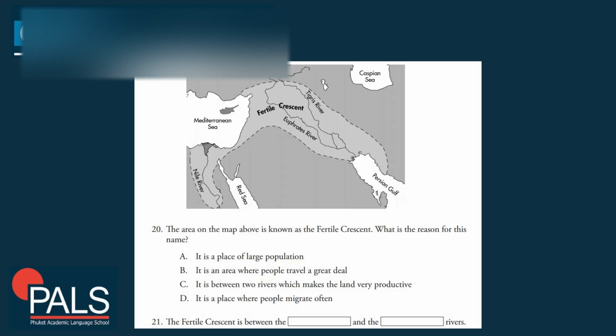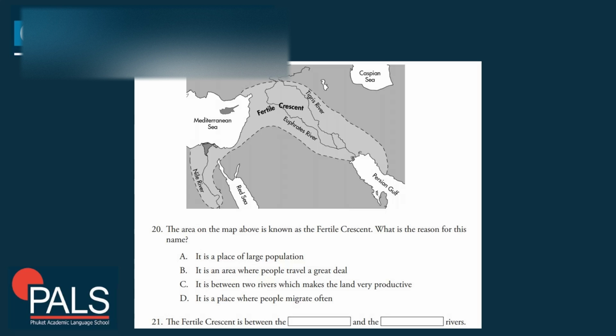Question 20 says, the area on the map above is known as the Fertile Crescent. What is the reason for this name? Let's see. Fertile means things grow well, right? A, it is a place of large population. This may be true. You would have a large population where things grow well. I think they're trying to trick us with fertile, meaning humans are fertile, meaning have babies easily.